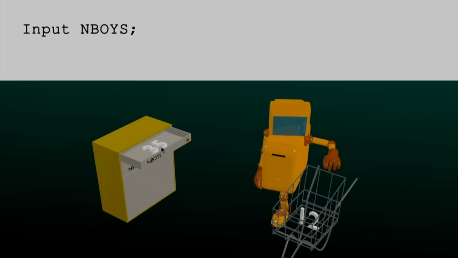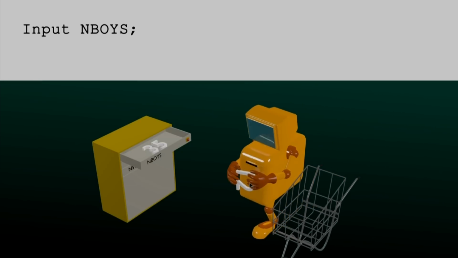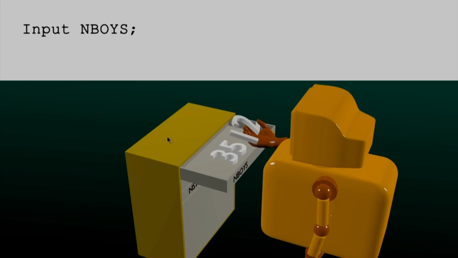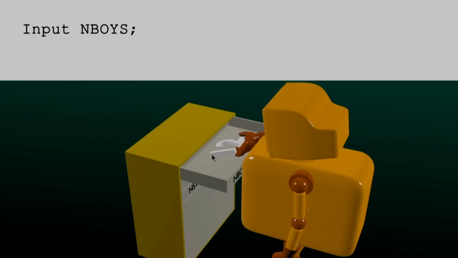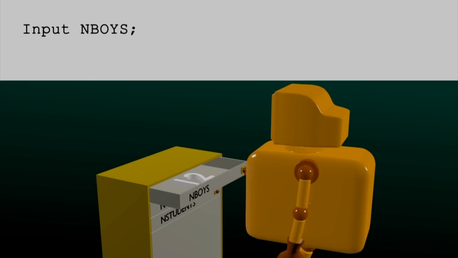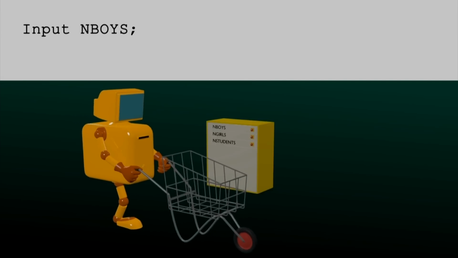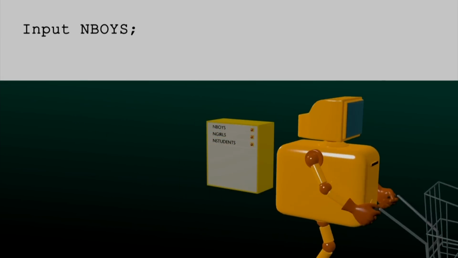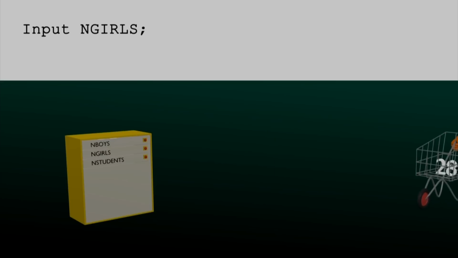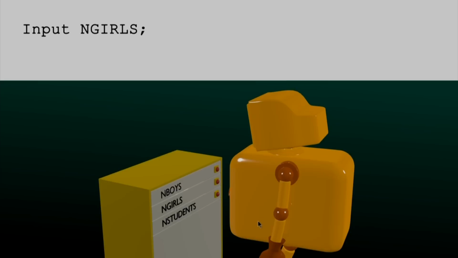He finds some old value there. Observe that when he inserts this new value 12, the old value disappears. This is because a memory drawer can contain only one value at a time, and when you put some new value, the old value disappears or is displaced. He now goes again to collect an input for the number of girls and he gets the value 28, for example.